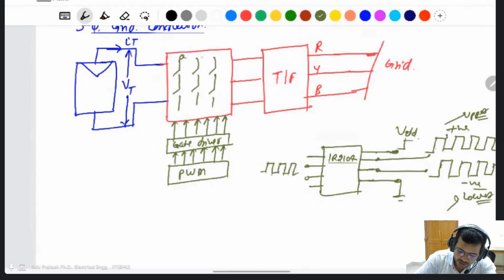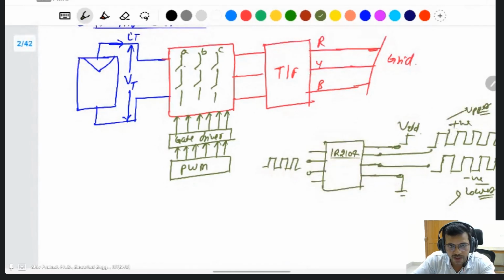This is phase A, B, C. If A is high, then this will definitely be low. Then you can give the supply to this driver by this driver. The positive you can give here and the negative you can give from here for this switch. Then if this is high, this is low, and this is high, and this is low. In that condition, you have used only 3 drivers to drive the 6 switches.